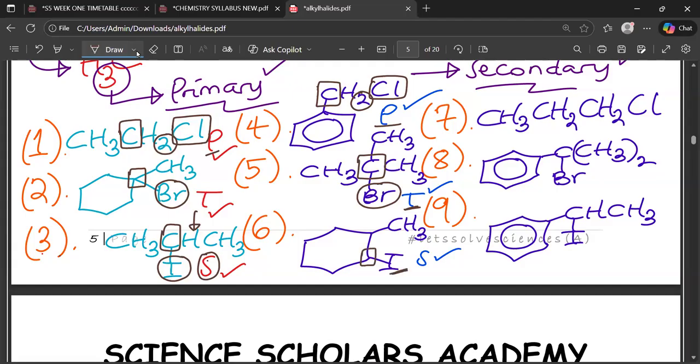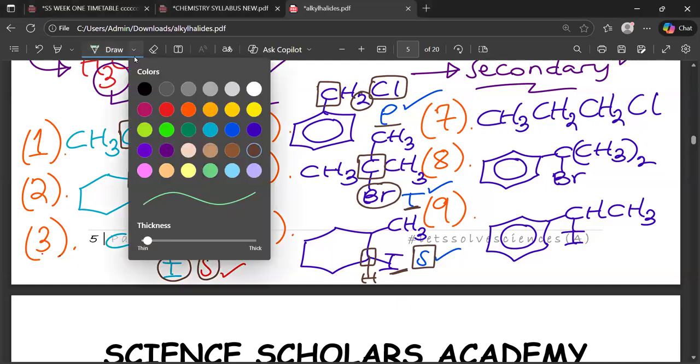And since each carbon in a ring has 2 spaces, 1 space has been occupied, the other remaining space is for the hydrogen. So it has only 1 hydrogen, and that's what makes it what? Secondary. The last one, what is it? It is also secondary, isn't it? Yeah.